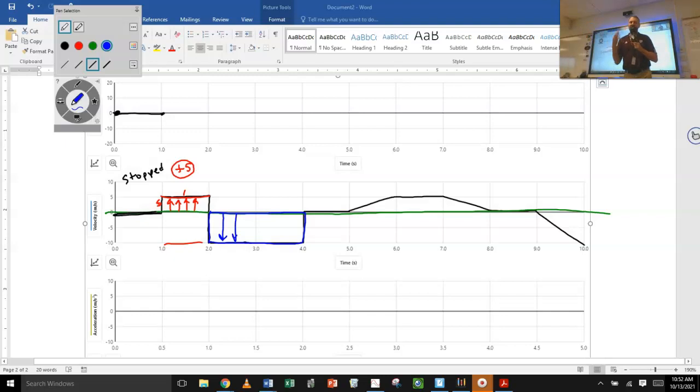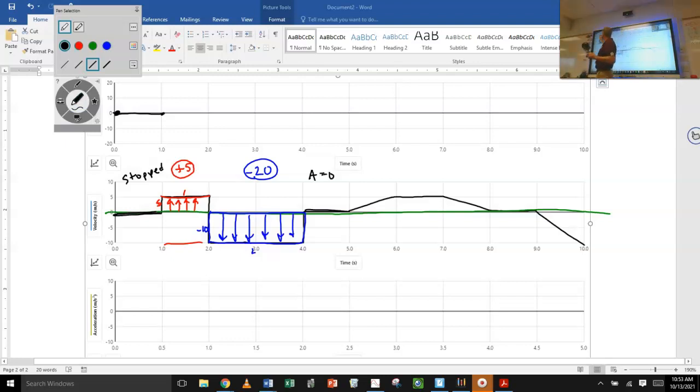I'm moving at negative 10 meters per second for 2 seconds. So if I'm going at negative 10 meters per second for 2 seconds, I ended up moving negative 20 meters. That's my displacement. Here, my area is 0. I'm stopped.